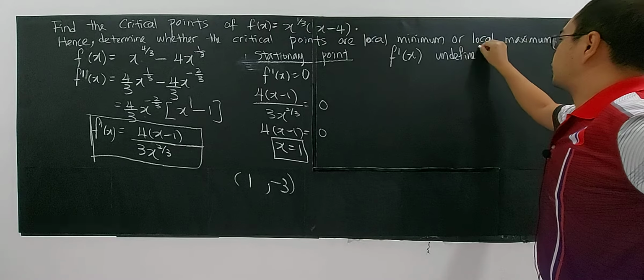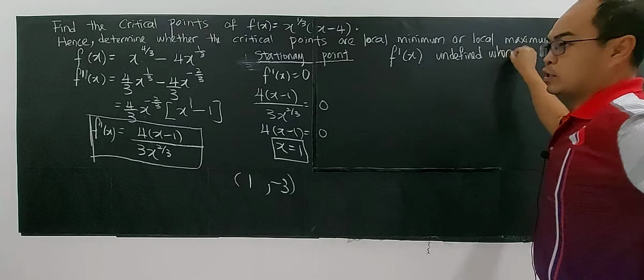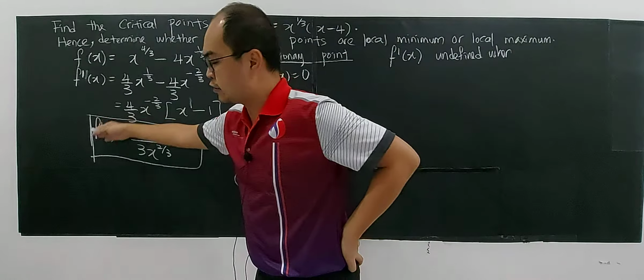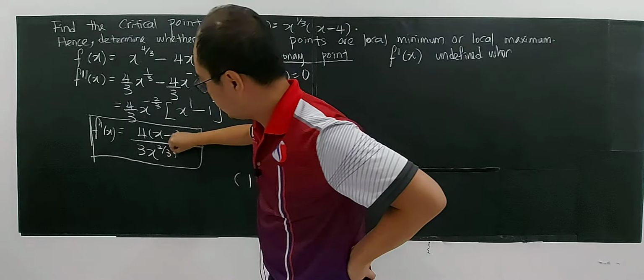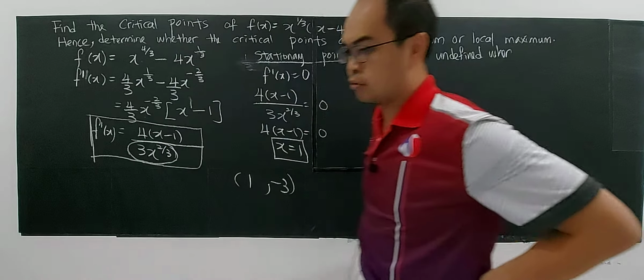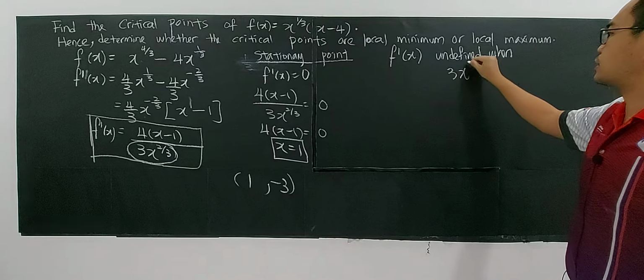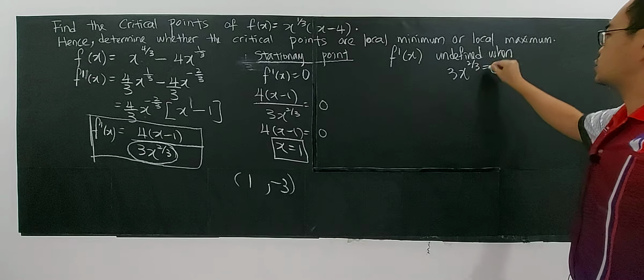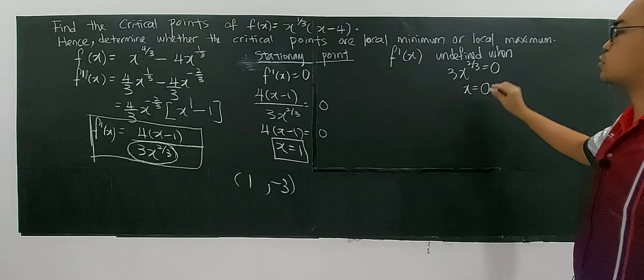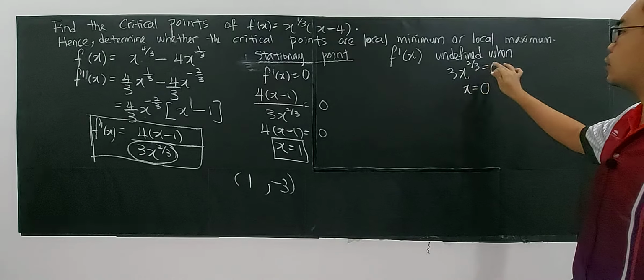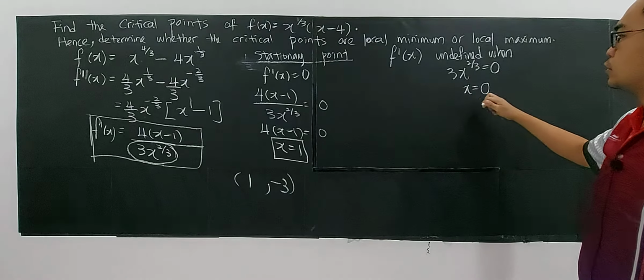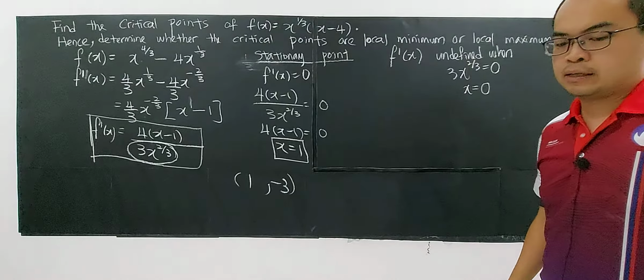f prime x is undefined when what? You look at this function here. This function is only undefined when the denominator is 0, right? That means 3x to the power 2 over 3 equals 0. So x equals 0 is the solution, because only 0 can satisfy this equation. So 0 is a critical point.